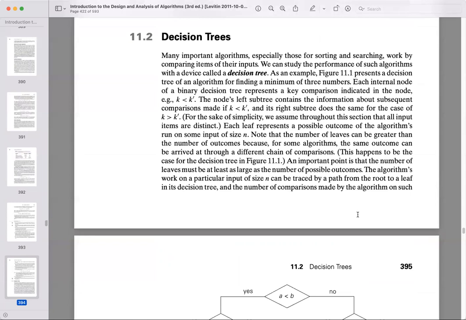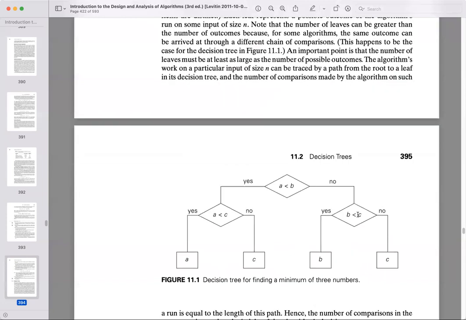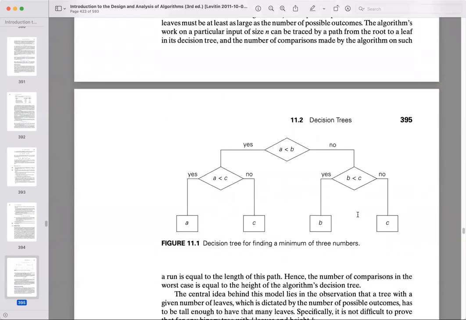It's a way we can study the performance of some algorithms that work by comparing items of their input. So we've got an example here we're going to look at in more detail in a second, where we're finding the minimum of 3 numbers. Each internal node represents a key comparison, and then we've got comparisons that are made based on that.